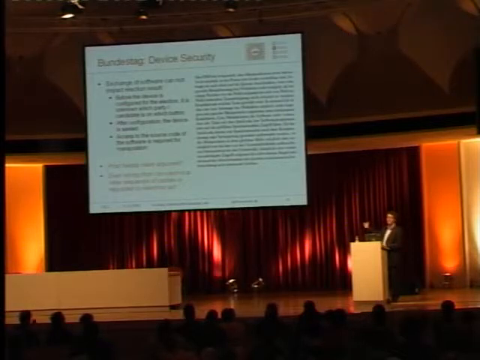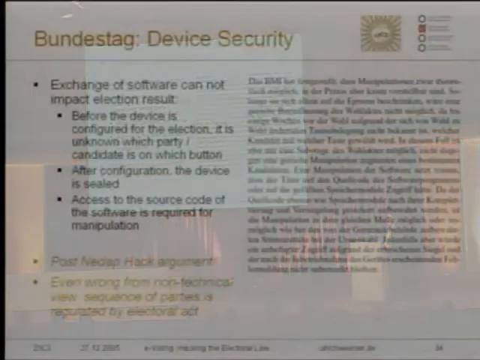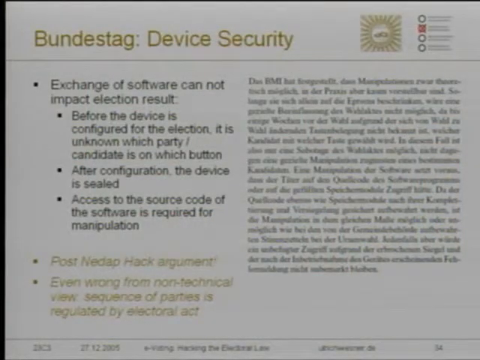Now, this argument is from December 2006. It's after the NEDAP hack in the Netherlands. It's wrong even from the non-technical view, because you can't choose the sequence of the parties as you want. That's well defined by the electoral law. It's dependent on the last election's result that you had 4 years ago. So even if you didn't have a clue about technology, you would be able to tell this argument is stupid.